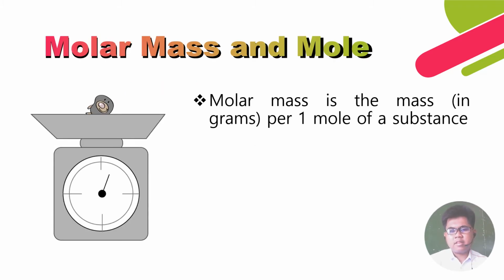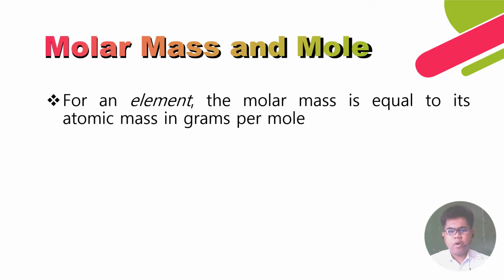So now let us explore the relationship between molar mass and mole. But what is molar mass? Molar mass is the mass in grams per 1 mole of a substance. As you can see in the diagram, we have 1 mole of substance being measured, and then we can determine from that amount of substance the molar mass given in grams per mole. So for an element, the molar mass is equal to its atomic mass in grams per mole.